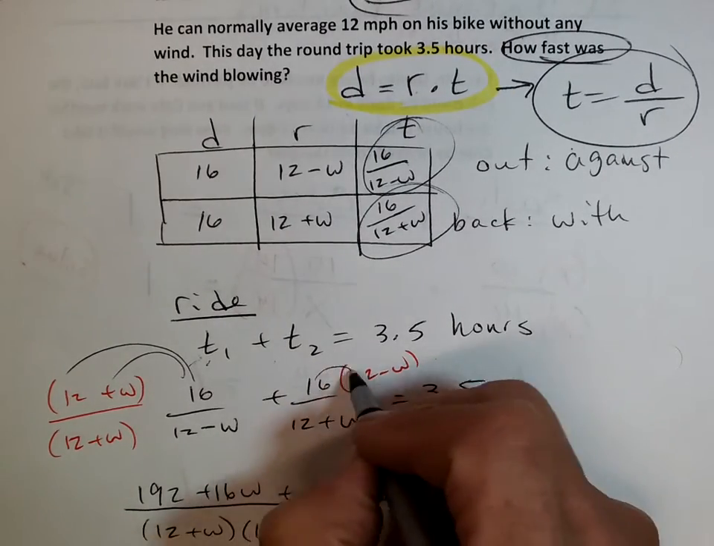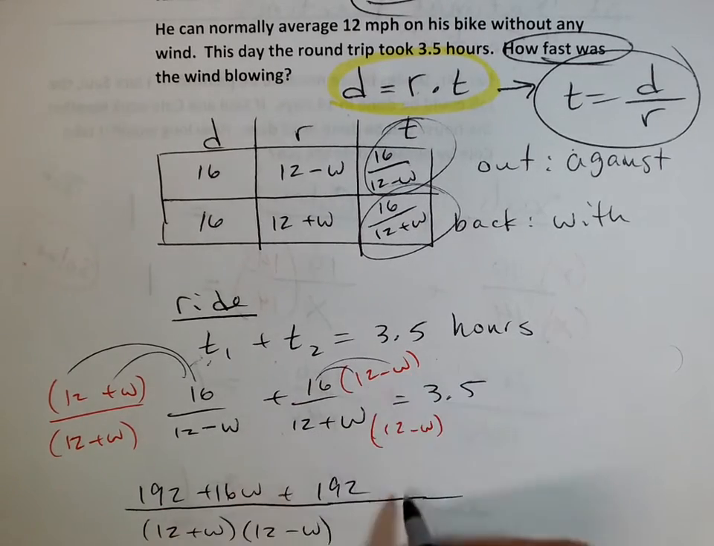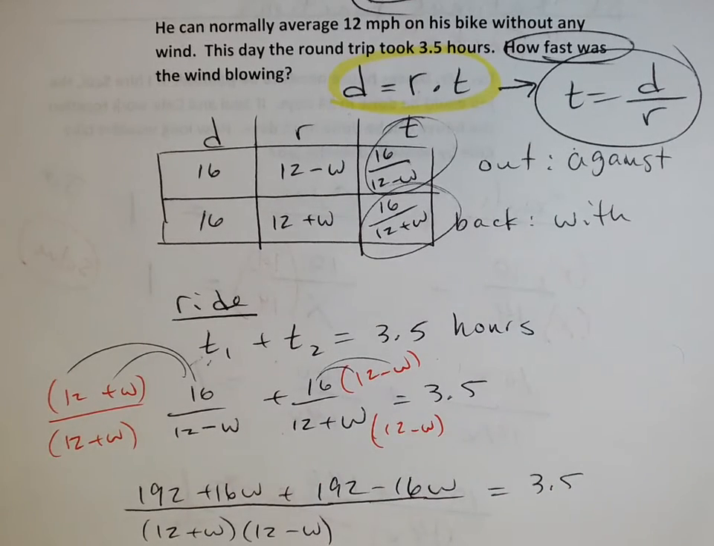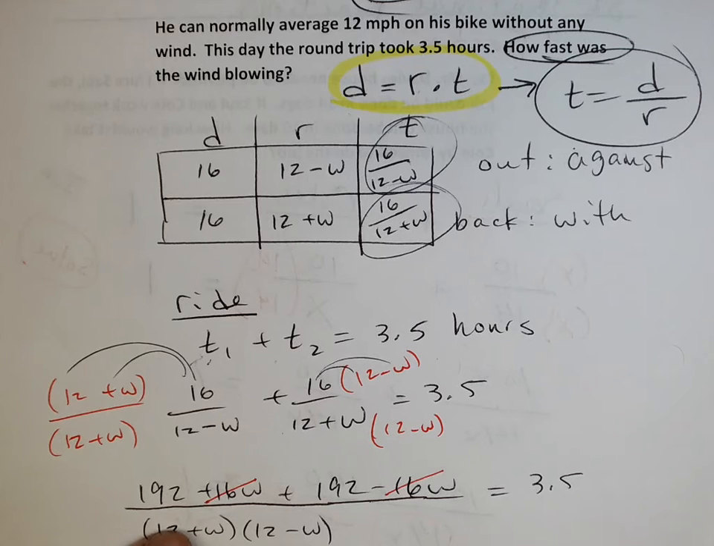Plus 192 minus 16W equals 3.5. Okay. I'm going to do that. You're totally right, Isaac. I will. Let's see. The 16W's cancel on top, don't they? Cancel, cancel. So 192 plus 192 is 384.